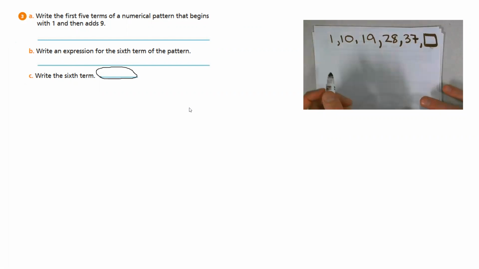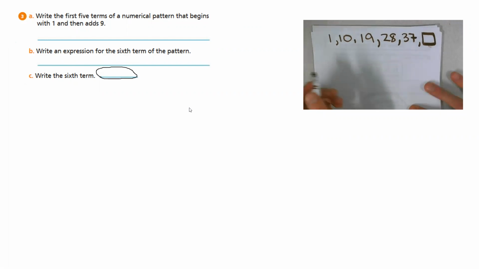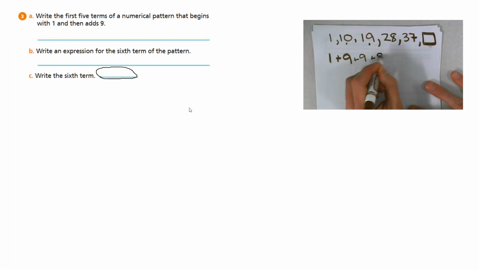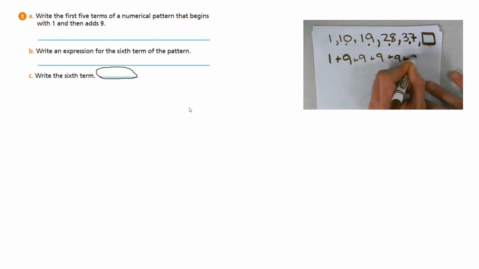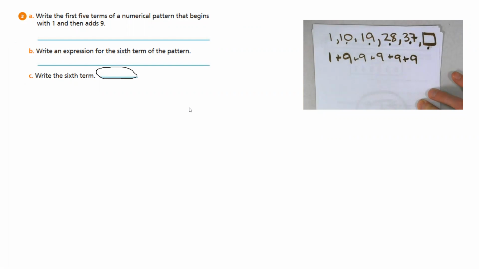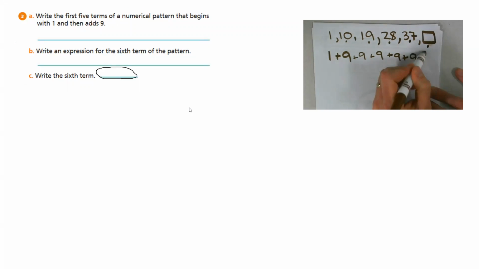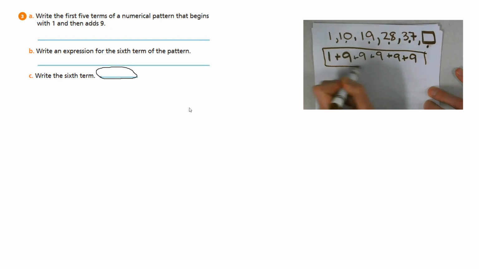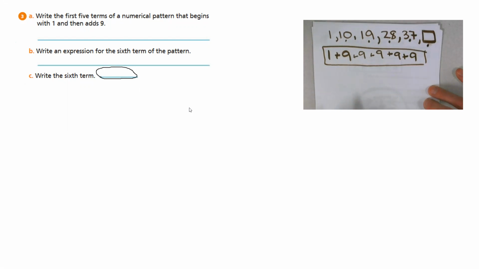The pattern, or the one example of an expression would be 1 plus 9, right? And then now we're here. Plus 9, now we're here. Plus 9, now we're here. Plus 9, now we're here. Plus 9. That would give us that next term. So this is one example of an expression that would give us the missing box.